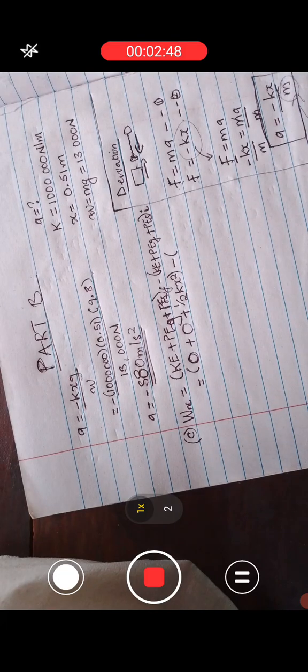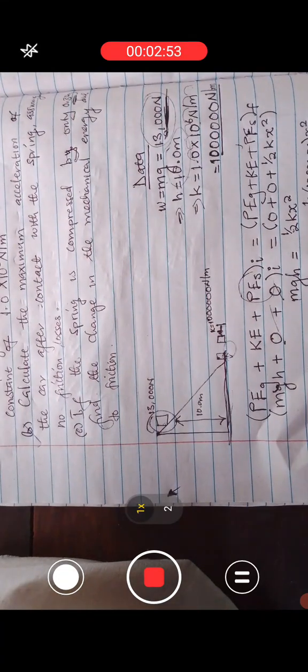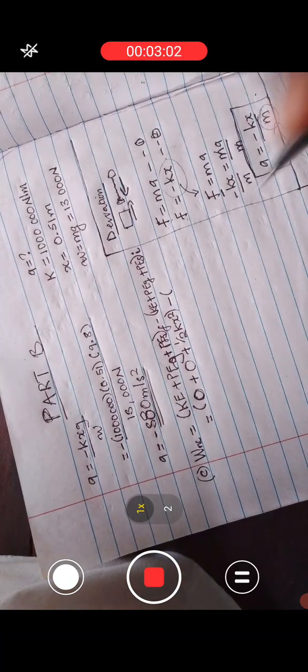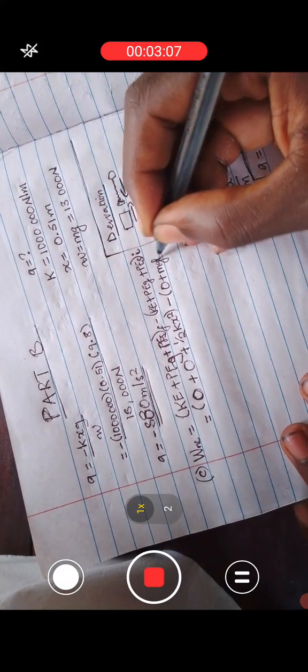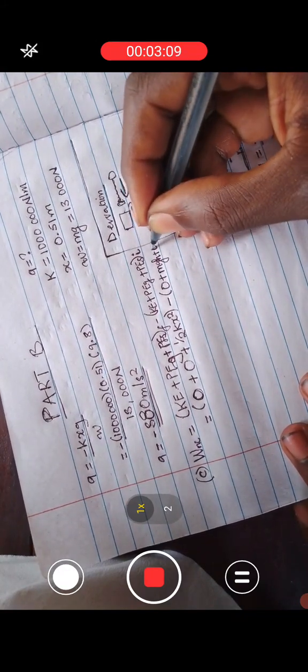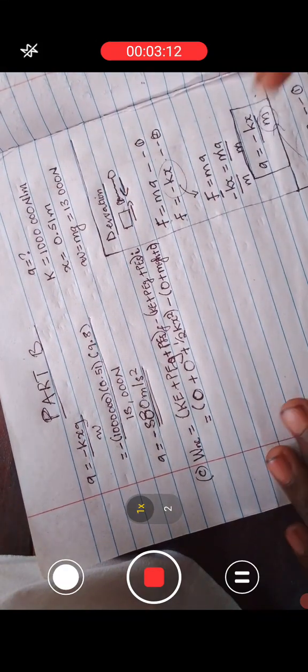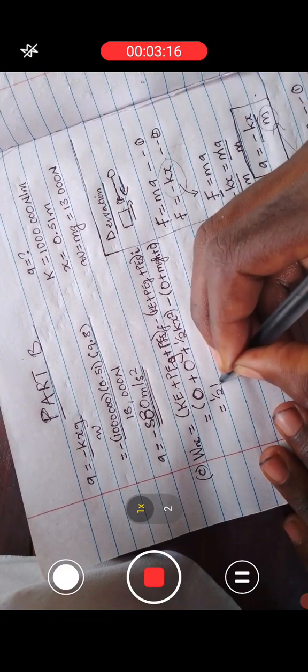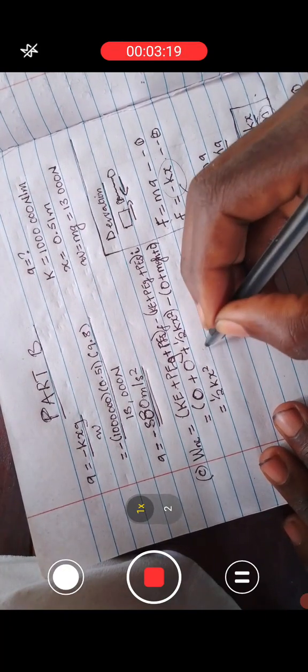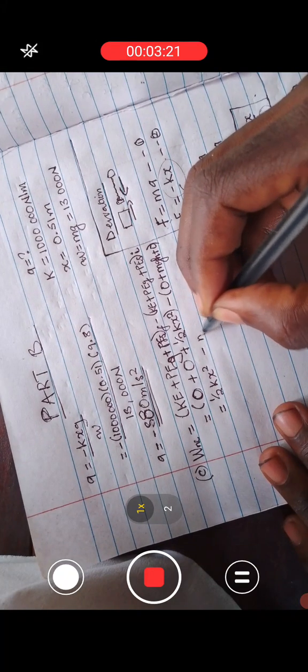Then you subtract the initial. Initially, we know that the car was at the top of the hill, so it only contained the gravitational potential energy, which was due to gravity. The rest of the energies were 0. The kinetic was 0, but it had the gravitational potential energy, and the spring was also 0. So if you remove the zeros, you have half kx squared minus mgh.